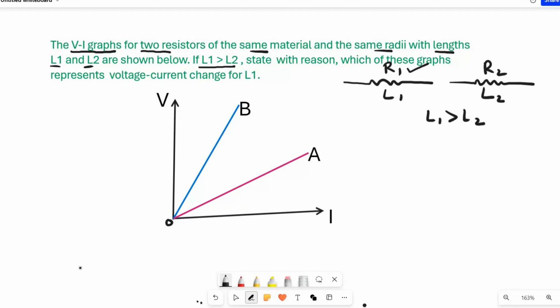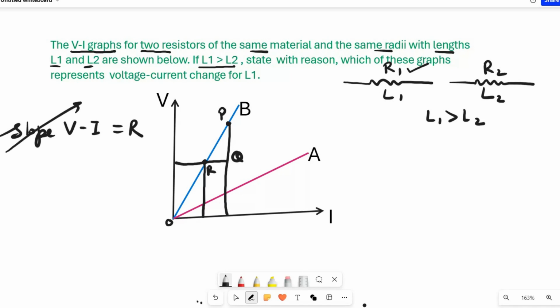gives resistance. How to find slope? Very simple. On the straight line graph, you have to mark 2 points and draw perpendiculars on the x-axis and y-axis, and you get say points P, Q, R. The slope of the voltage versus current graph gives resistance. How do you calculate slope? Slope is perpendicular, that is PQ, by base, that is RQ, that is resistance.